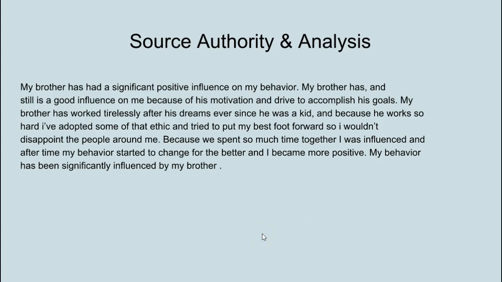So you see how, once again, this is all general stuff. He's worked tirelessly after his dreams. Okay, well, what are his dreams? When did he do this? What made him so tired in the first place? So there's no specifics. He doesn't actually have an anecdote. He doesn't actually have a story that proves that his brother worked tirelessly to accomplish his dreams. And from then on, it doesn't matter what you write next for the analysis, because without a source authority, you can't have analysis.